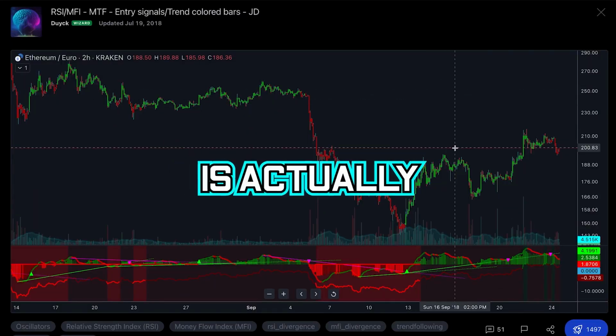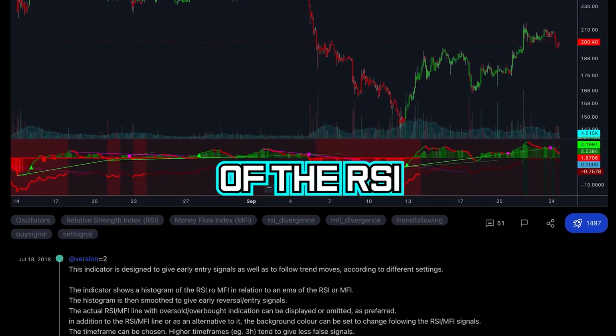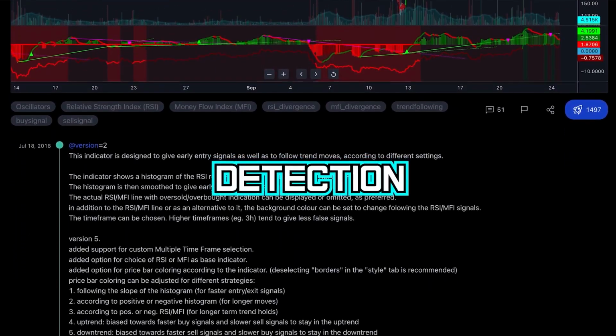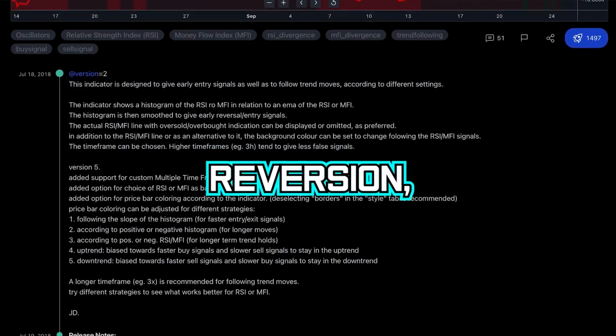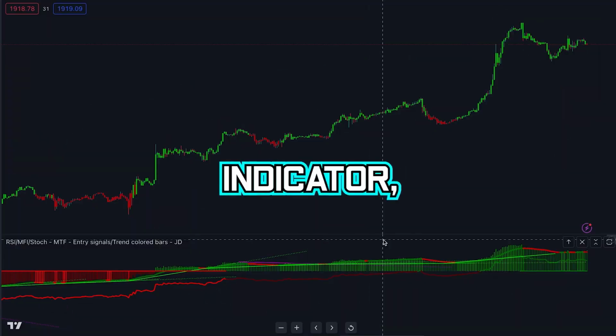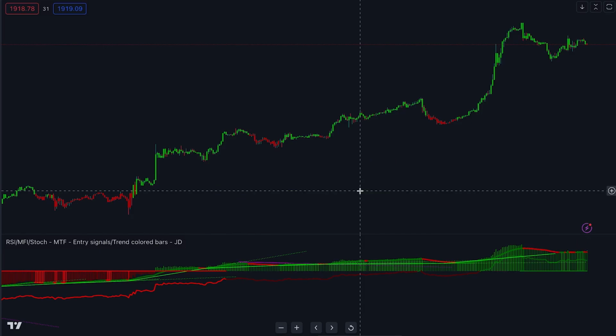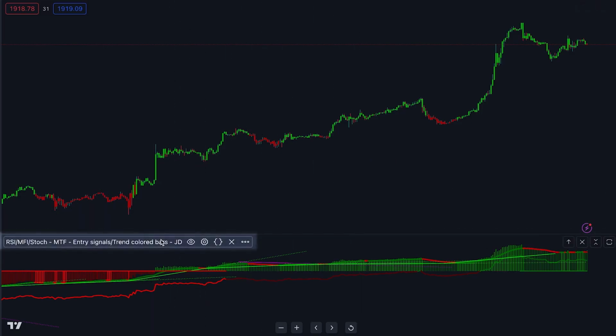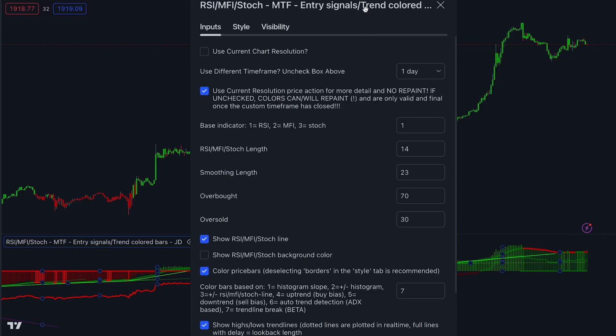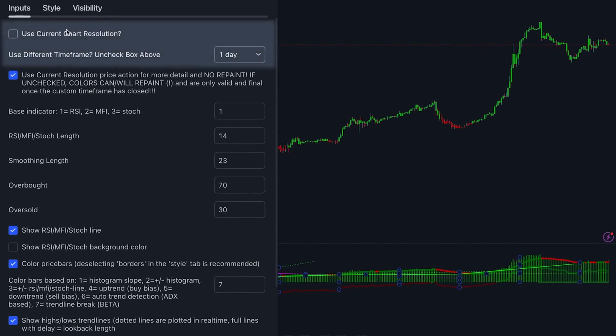This indicator is actually a modified version of the RSI indicator with a focus on trend detection instead of mean reversion. Though it is based on the RSI indicator, you have the option to modify that in settings. Let's go into the settings of the indicator to see what options we have available. The first two options here control the timeframe being used to detect trends.